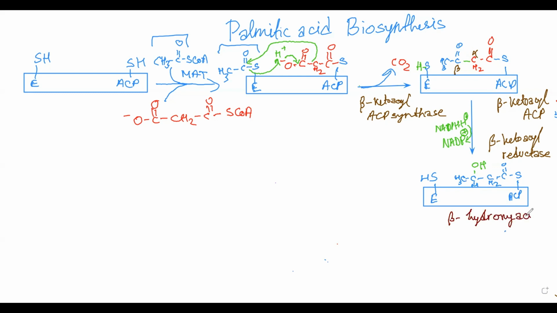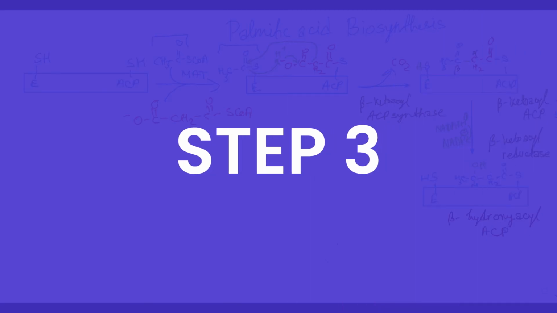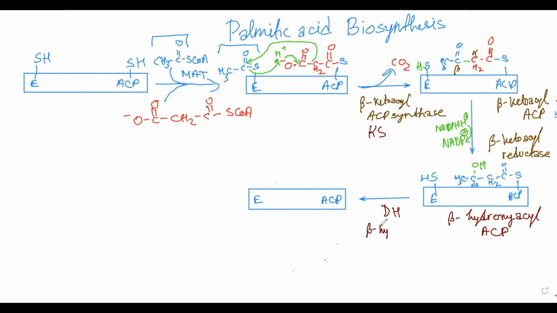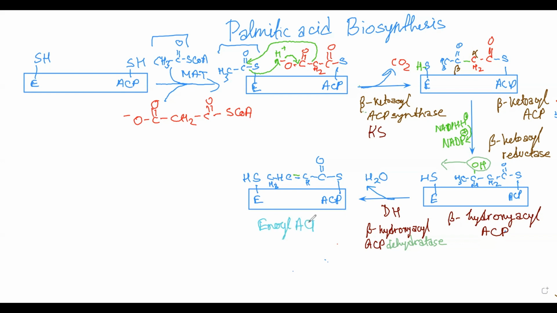In the next step we use the enzyme beta hydroxyacyl ACP dehydratase, the short form DH, and we remove the OH from here, and we basically dehydrate this complex. That means we remove water from here. The rest of the complex will be same, except for in the beta carbon the OH will be removed, thus we will get the carbon double bonded to the adjacent carbon here. Now as we have a double bond here, the name of the structure will be enoyl ACP.